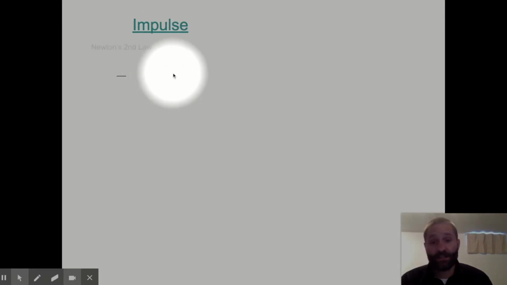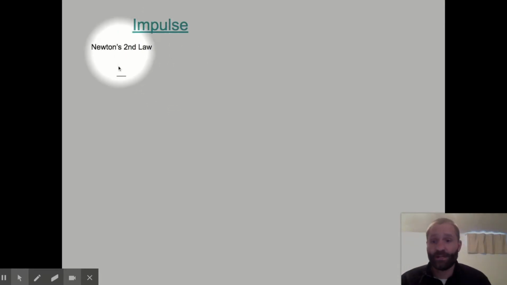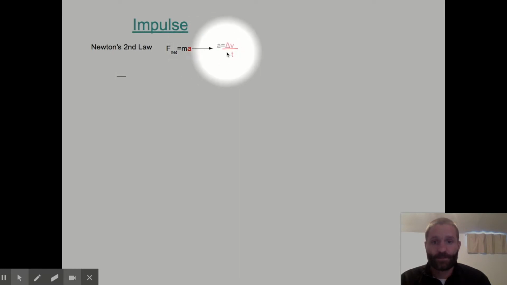So Newton's second law, it's already written down for you. Newton's second law is F net equals m times a. We already know that. But also we know that acceleration is the change in velocity over the change in time. So this is all stuff you should be writing down in your notes right now. So you can just draw a line like I have here, and then a equals delta v over delta t. So we're going to plug this in for a. That's what that basically means there.